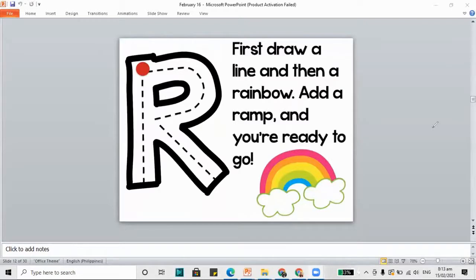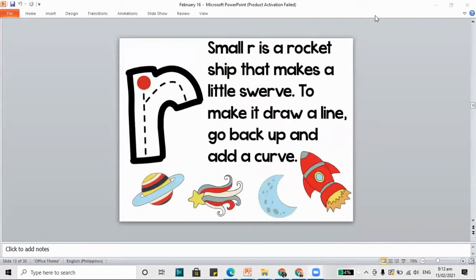And how do we write our letter R? First, draw a line, then add a rainbow, and add a ramp. You're ready to go. Capital letter R. How about the lowercase r? Small r is a rocket ship that makes a little swerve. To make it, draw a line and go back up and add a curve. We have lowercase r.